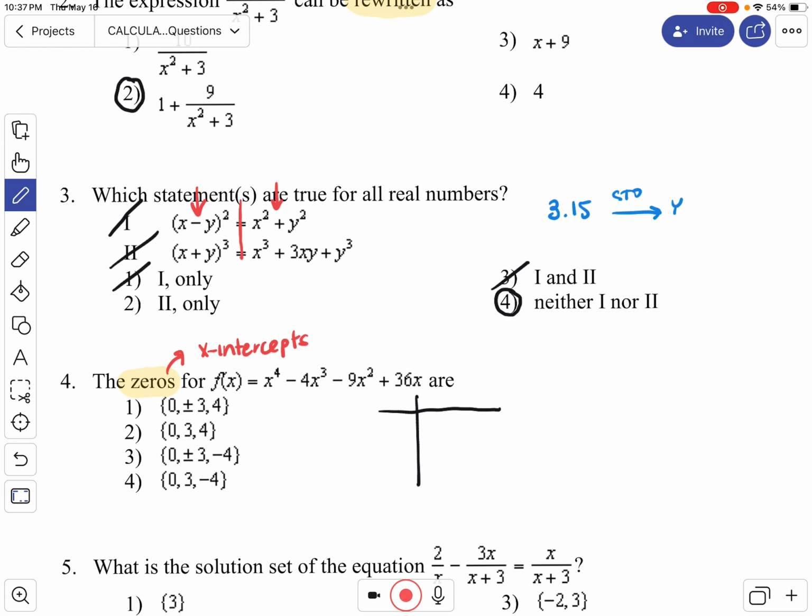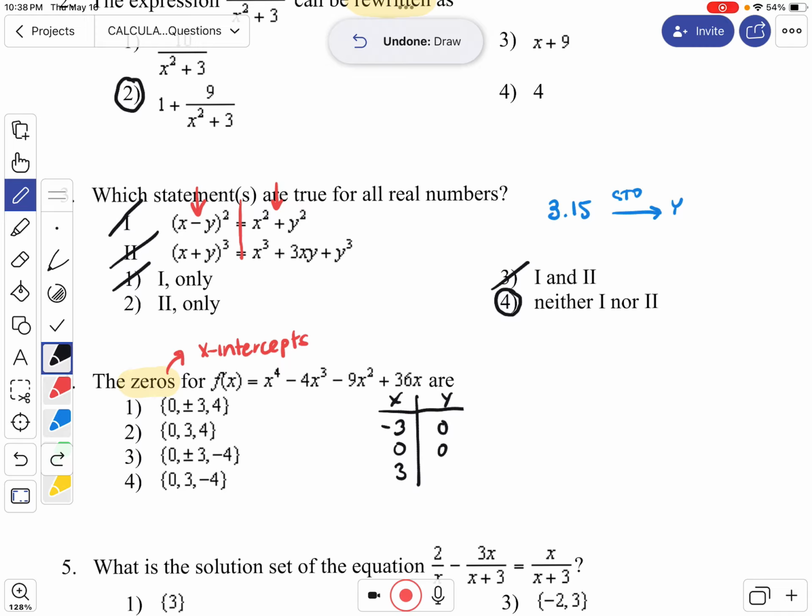When I look them up, I always want to see... I'm actually going to erase this little piece right here. I don't need that. And I'm looking to see where my y's are 0. So I had -3, I had 0, I had 3, oops, and I had 4. So the answer is -3, +3, 4, and 0.